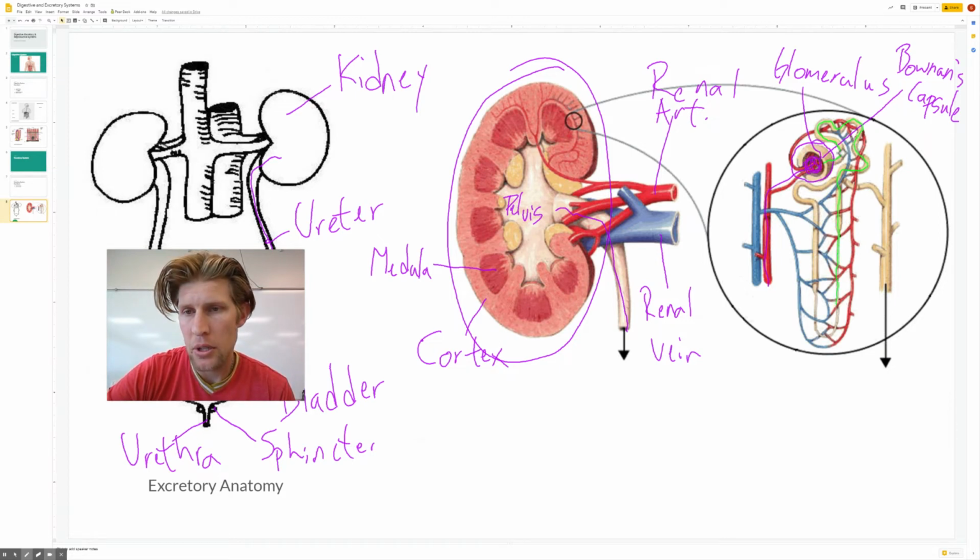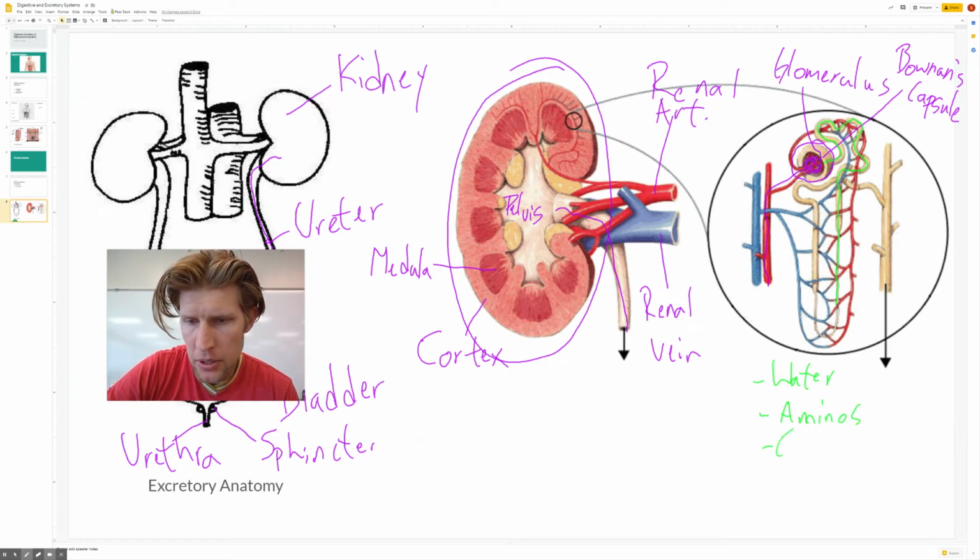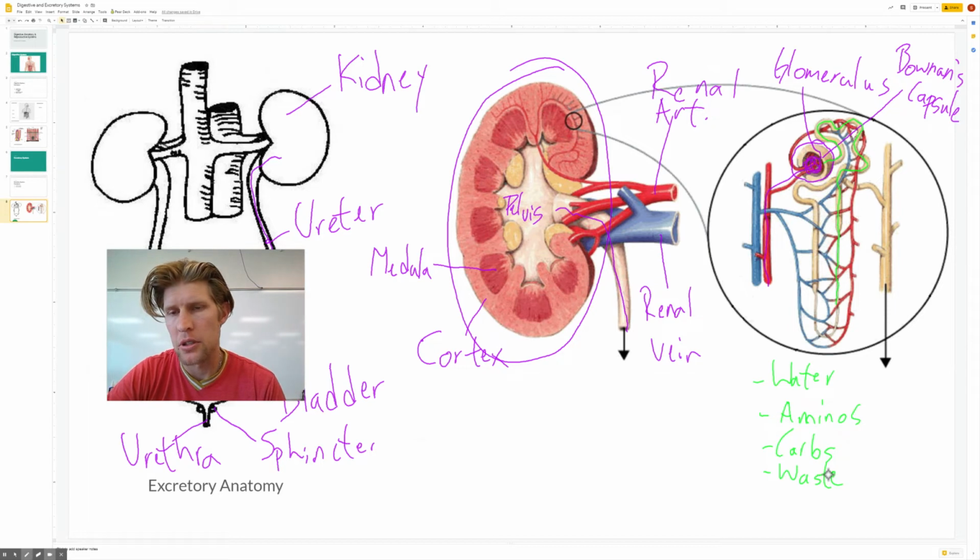So you're going to get rid of, in green, you're going to take out water, aminos, carbs, so carbohydrates are going to come out here, and other waste like urea that builds up, so other things that are in your urine. Now, as it comes out, it's going to come down this little loop right here. See that? That is called the loop of Henle.